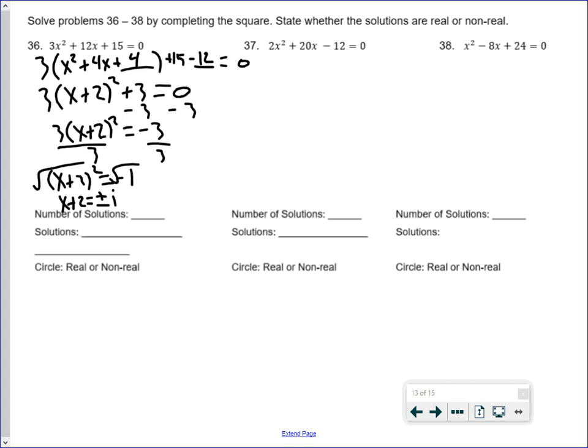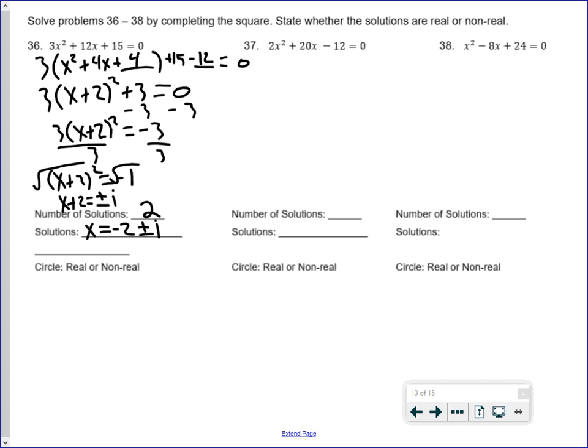So our number of solutions is still going to be 2 since it's non-zero. As long as our discriminant is non-zero, you're going to have 2 of them. Our solutions are going to be minus that 2 over, like I said. You get x equals negative 2 plus or minus i. And that's where our 2 solutions are going to be.